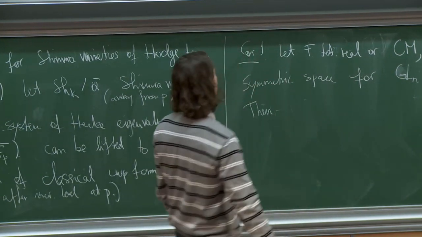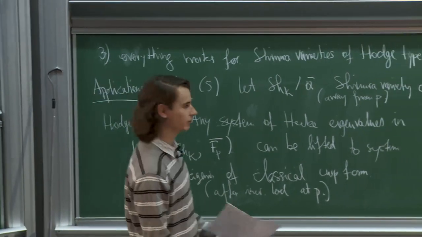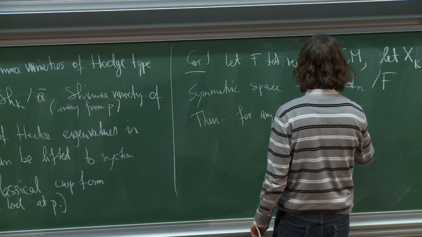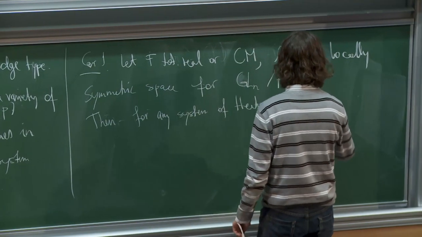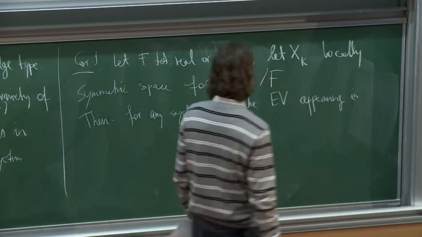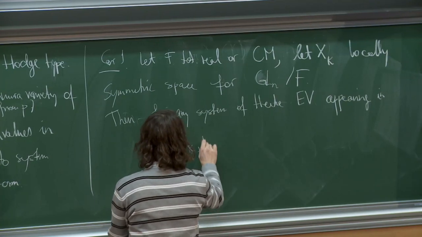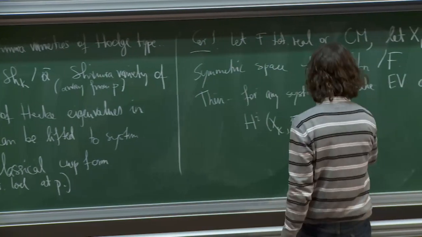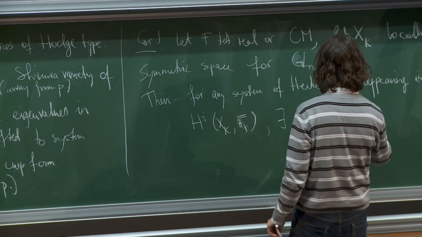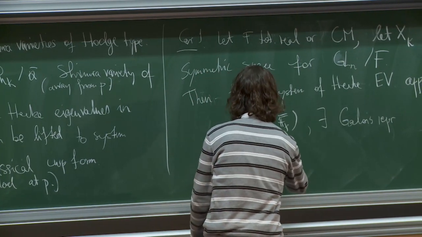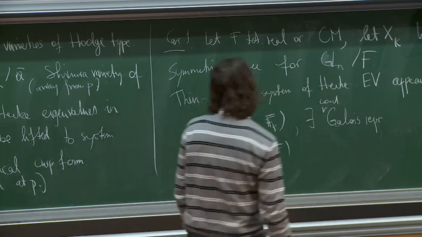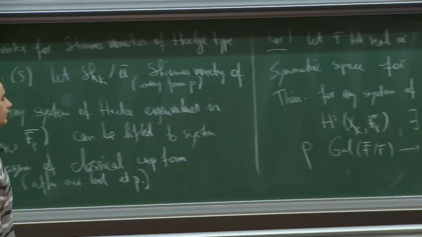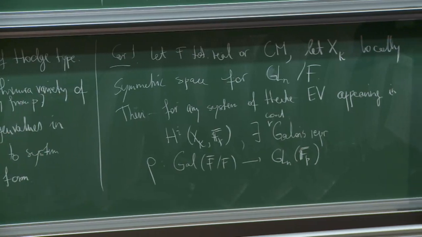But still, the Betti cohomology of this real manifold knows about Galois representations. So for any Hecke eigenclass in the cohomology of X_K with F_p coefficients, there exists a continuous Galois representation rho from the absolute Galois group of F to GL_n(F_p-bar) associated with it, meaning that, in particular, the traces of Frobenius elements will be the eigenvalues of some Hecke operators.